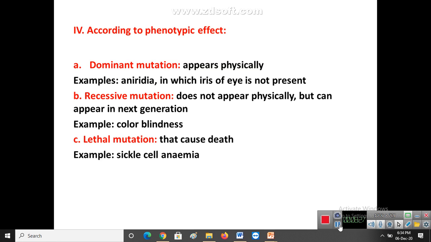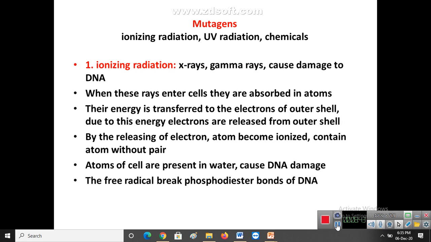And the last type of the mutation according to the phenotypic effect is the lethal mutation, the type of mutation that causes the death of the person. So it is very dangerous. For example, sickle cell anemia. Now the mutagens. The substances or agents that cause the mutation are known as mutagens. The mutagens may be of the following types: ionizing radiation, ultraviolet radiation and chemicals.